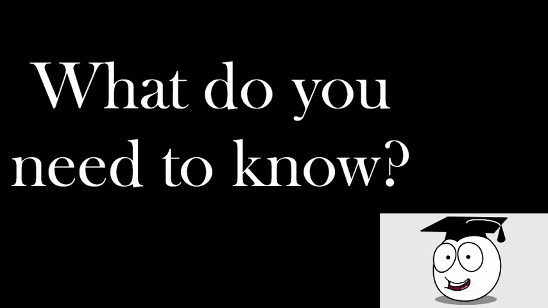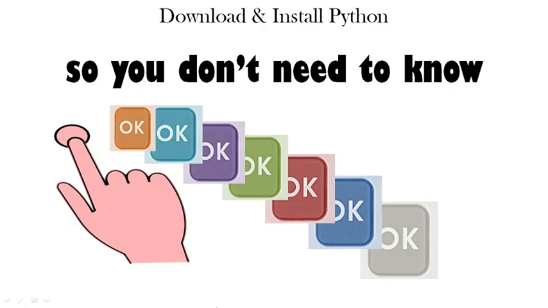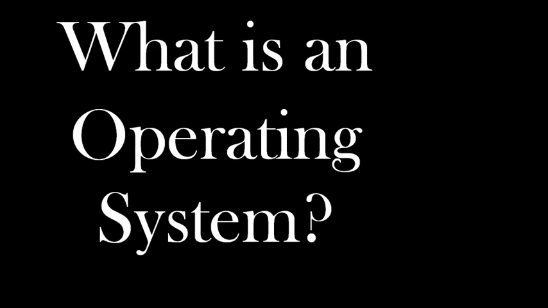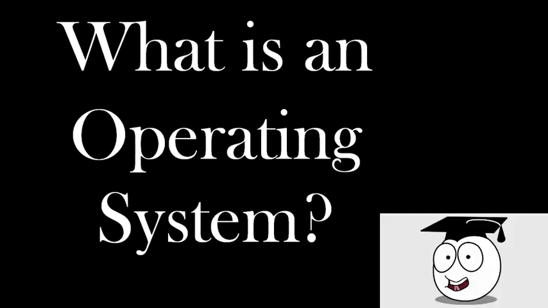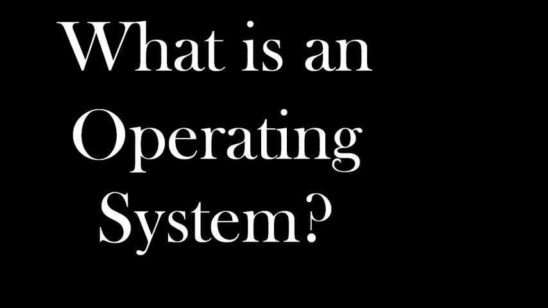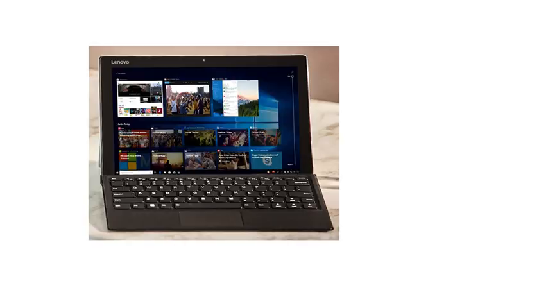So what do you need to know? Well, you don't really need to know how to press OK, OK, OK. A lot of videos just show you how to download and install Python by just clicking OK. You don't really need to know that. What do you need to know? Well, you need to know what operating system you've got. So what's an operating system? Well, it's the thing that manages your computer.